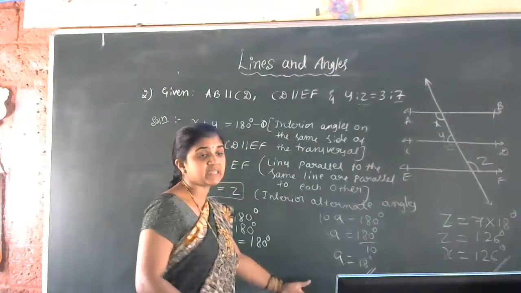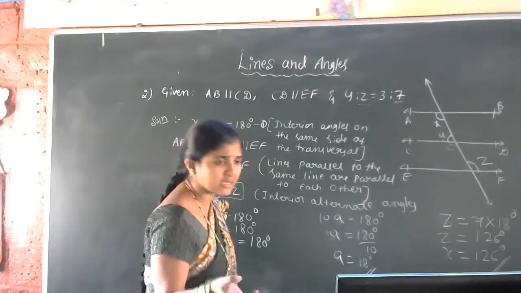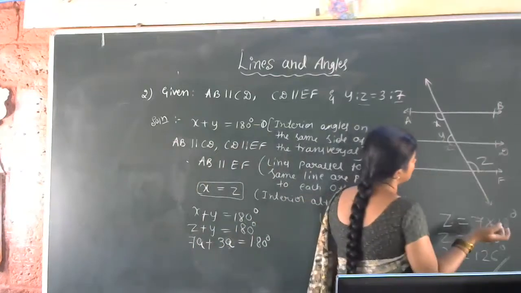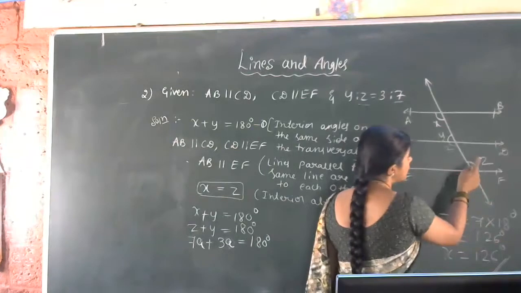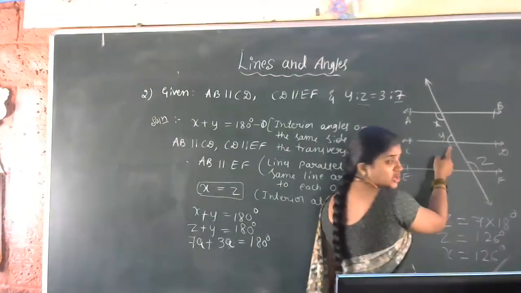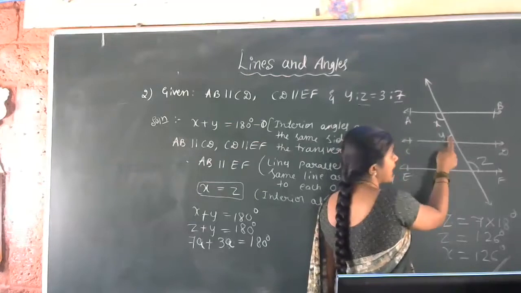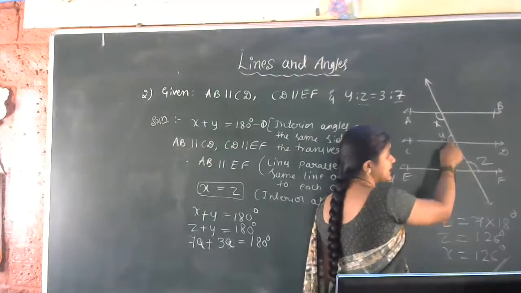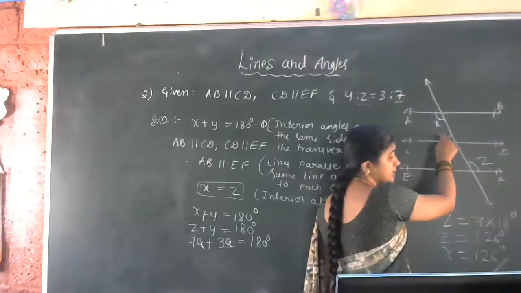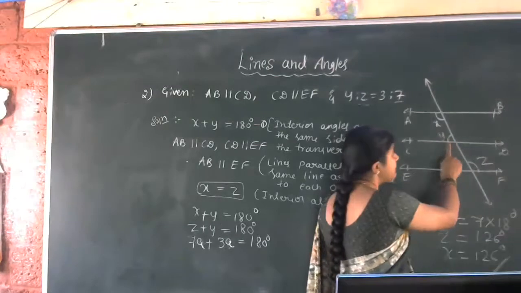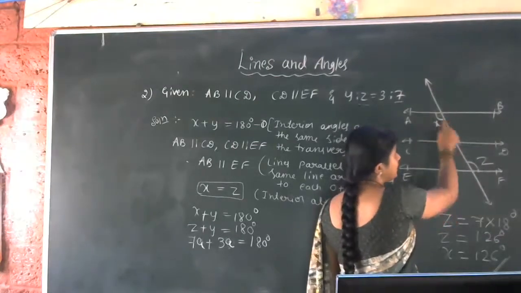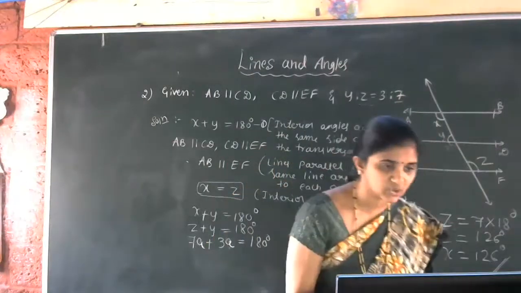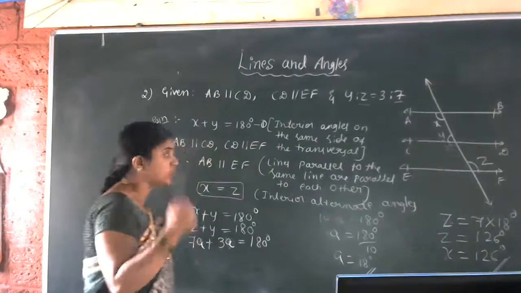If this method is confusing, you can use any easy method. Actually, you can calculate directly. If this forms z and this is also z according to alternate angles, then y plus z is equal to 180 degrees, because it is a linear pair. Then you get y and z, and using alternate angles again you can easily find x. The choice is yours. Whichever method you want, you can use that method.